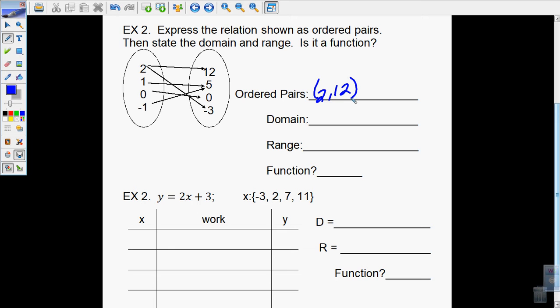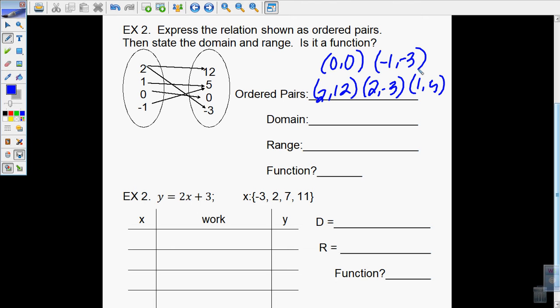And then we have 2, -3. And then we go from 1 to 5. And then we have 0 to 0, right? And -1 and -3. -1, -3. So those are my 5 coordinates. So I went from a mapping to coordinates. Ordered pairs.